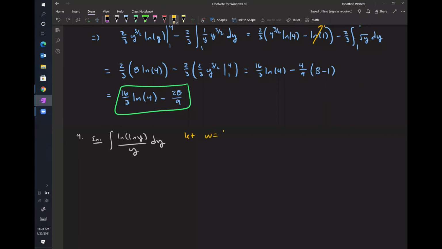So let w equal natural log of y, exactly. And then dw is going to be 1 over y dy. Exactly. Because I see that 1 over y there, that makes this a very doable integral. So our integral is going to become the integral of natural log of w dw.